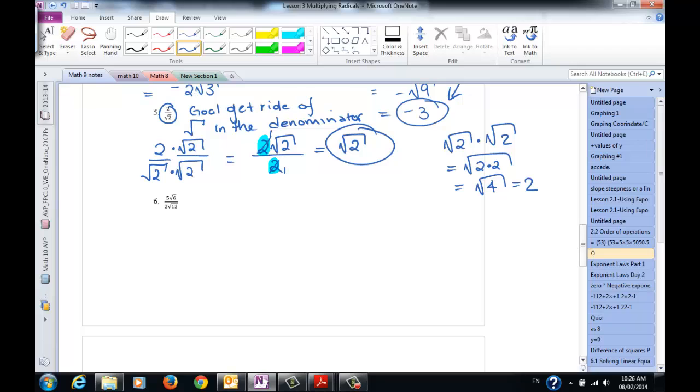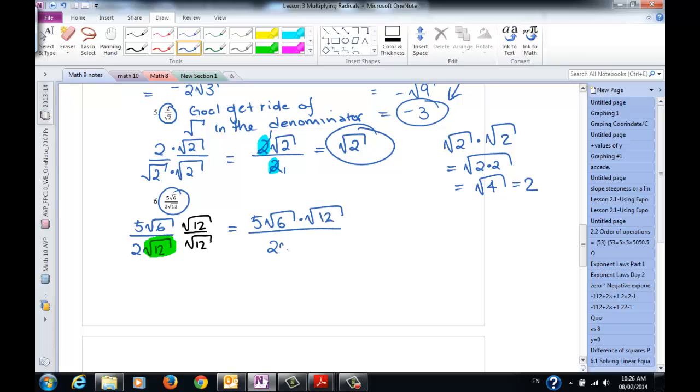Alright, number 6 we can do 2 ways. So let's look at doing it the same way that we just did. Now, to start with, notice that my denominator has a root in it. So all I'm going to do is multiply by the root. So I'm going to multiply the top and the bottom by root 12, just as we do with common denominators. We would multiply the top by whatever we multiply the bottom by. So I end up with 5 root 6 multiplied by root 12 over 2 root 12 times root 12.